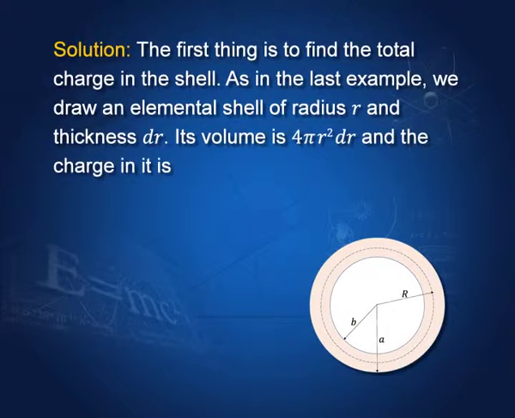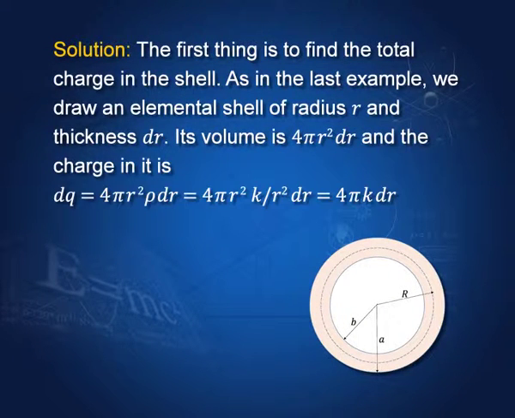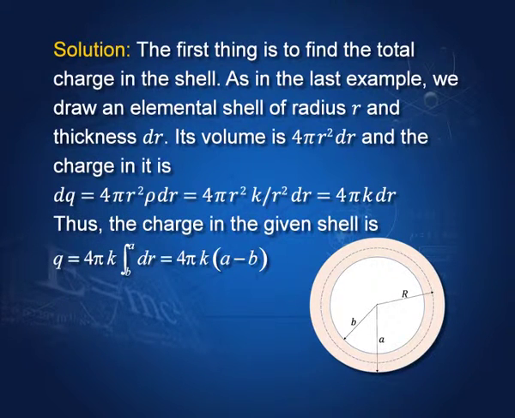So, the calculation is quite simple. This charge on the shell dq is 4 pi r squared rho times dr. Rho has value k by r squared and r squared cancels. So, we have 4 pi k dr. Thus, the charge in the given shell is the integral from b to a. So, it is 4 pi k integral of dr, which is r with limits from b to a. So, it gives 4 pi k into a minus b. So, that is the charge on the whole shell.